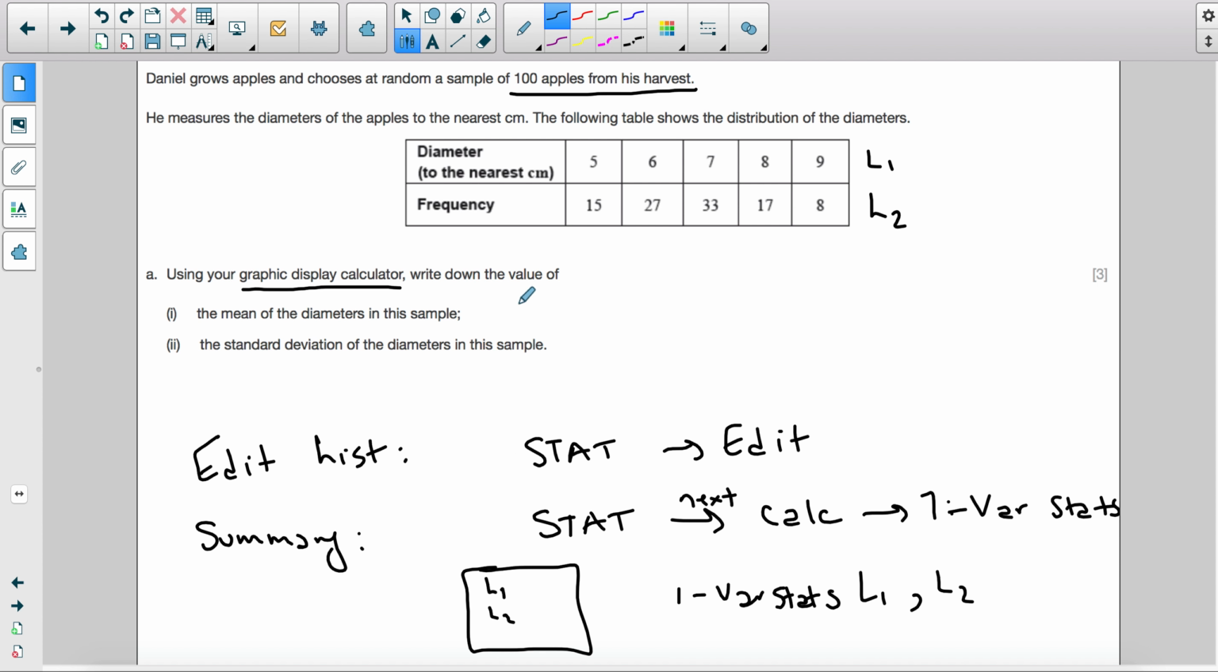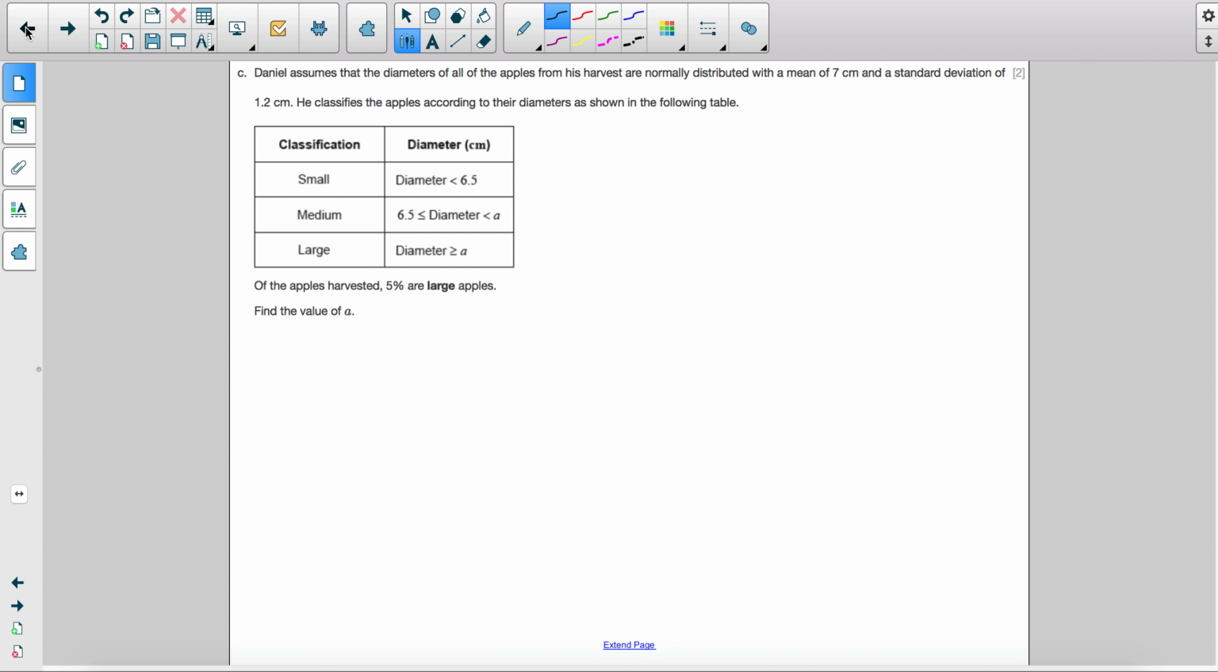So you write the values here, 6.76 centimeters and 1.141 centimeters as a standard deviation. This should have been a quick question and you would have gotten easy marks on this. Now, for part B, Daniel assumes that the diameter of all the apples from his harvest are normally distributed with a mean of 7 and a standard deviation of 1.2. Important information here.